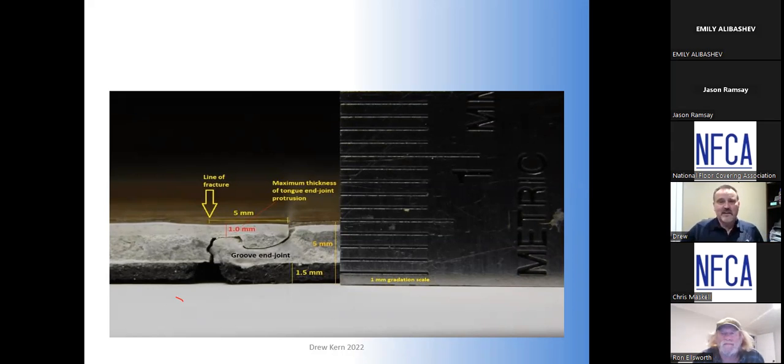What's the science behind it? I don't see the logic behind 6 mil poly. For those people on the call, 6 mil poly is a vapor barrier. It stops moisture. Anything less than 6 mil is a moisture retarder.